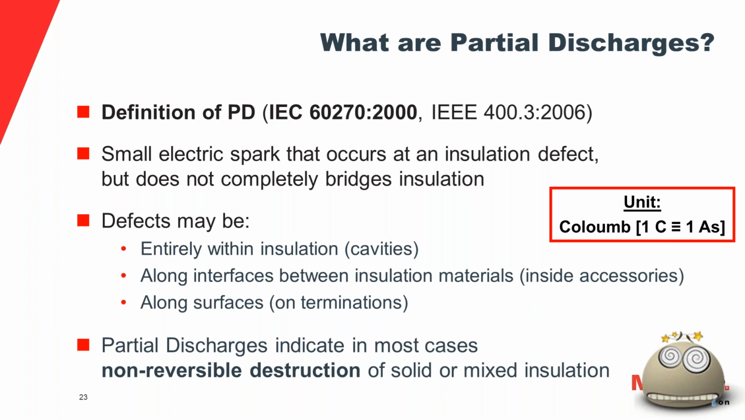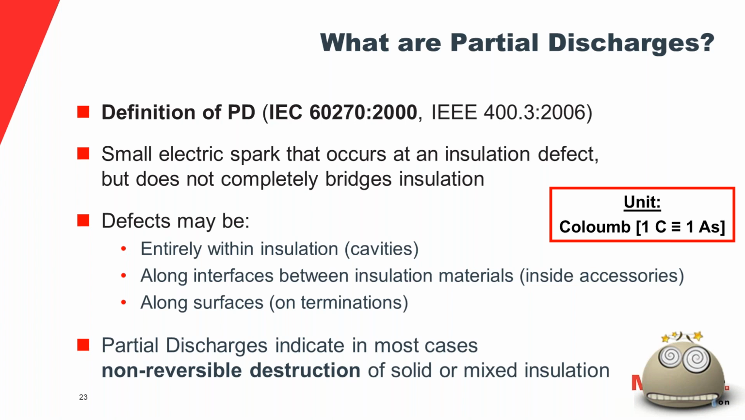And it says, for instance, this is just a chunk of the explanation. A partial discharge is a small electric spark that occurs at an insulation defect of whatever nature, but it does not completely bridge the insulation from high voltage to ground. These defects may be just cavities. It might be inside accessories, as I said, the interfacial condition, and then along surfaces, which would be on the terminations. And again, the presence of partial discharge pretty much tells you it is a non-reversible destruction of solid or even mixed insulation material.